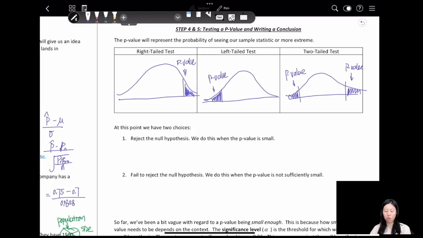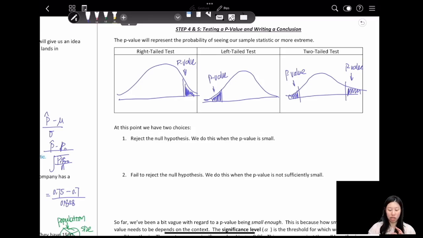So when do we reject the null hypothesis? We do this when the p-value is small. Remember, we are building the sampling distribution around the null hypothesis, and then we end up with a p-value. The p-value is the percentage of the area. If it's really small, that means it's less likely to happen, so we need to reject the null hypothesis.